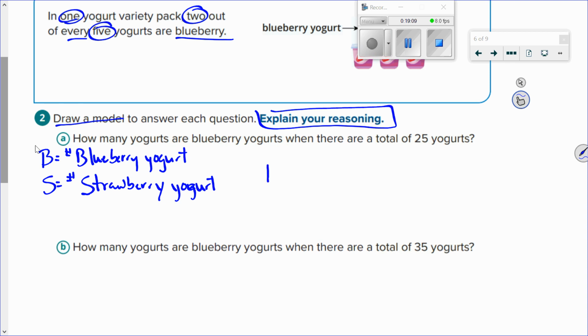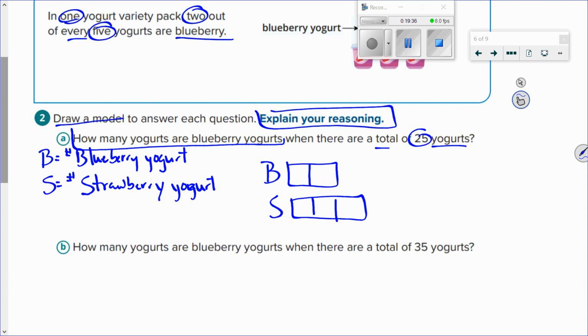Watch how this goes. So for the B, I've got 2 boxes. For the S, I have 3 boxes, right? Okay? But they have to give me more information if they want me to figure something out. I have to have a 3rd piece of information. In this case, the 3rd one they gave me is, there are a total of 25, but here's my question. How many are blueberry? So we need to make sure we're answering the question that's asked, right?